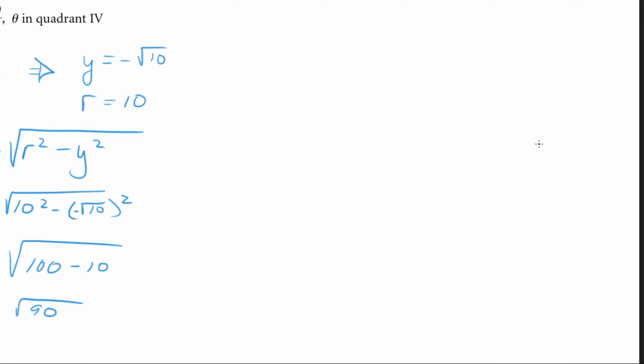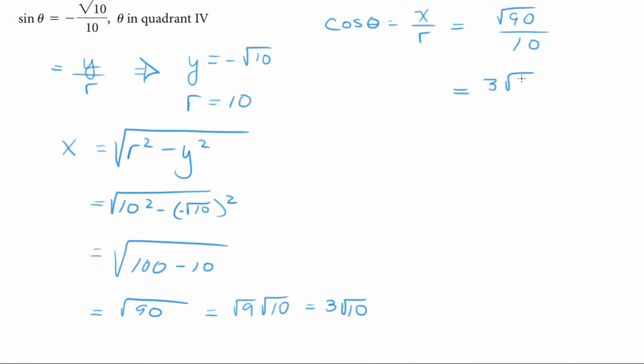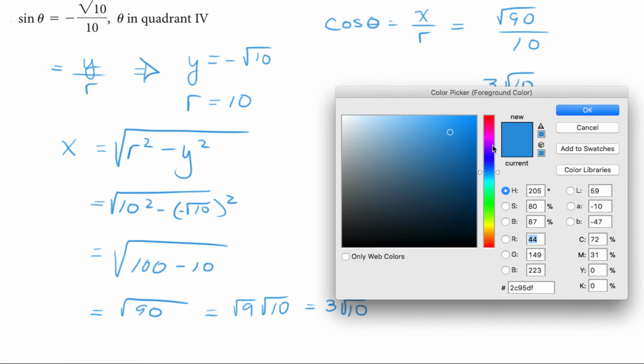So let's find cosine. So cosine of theta is x over r. That makes it square root of 90 over 10. Now we can simplify square root of 90, right? This is the square root of 9 times the square root of 10, which is 3 radical 10. So that becomes 3 radical 10 over 10. Now we can proceed with sine and cosine. Let me change the color, forgot to do that.